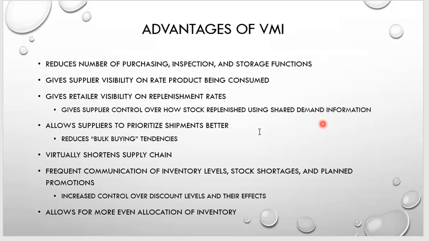And an important part of this is it virtually shortens the supply chain. In week one, we had seen how a long supply chain can cause ripples throughout the supply chain when it comes to things like variability. When we share information within the supply chain, we actually shorten the supply chain by sharing information with everybody. And if anything happens, like we have shortages or planned promotions or inventory level problems, the entire supply chain knows, and as a result, everybody can get together to fix the problem. Okay, and allows for even more allocation of inventory.